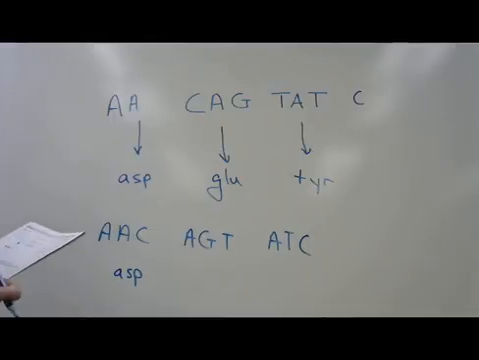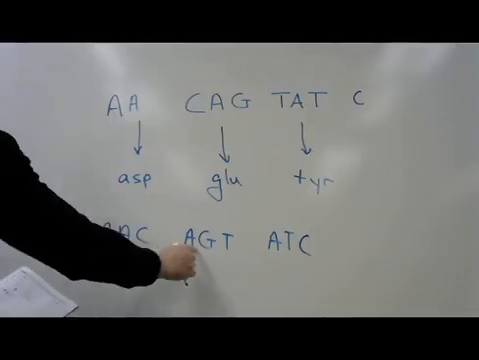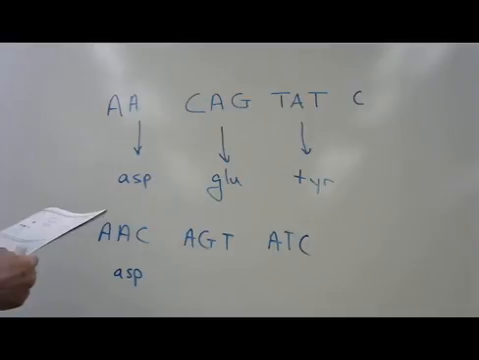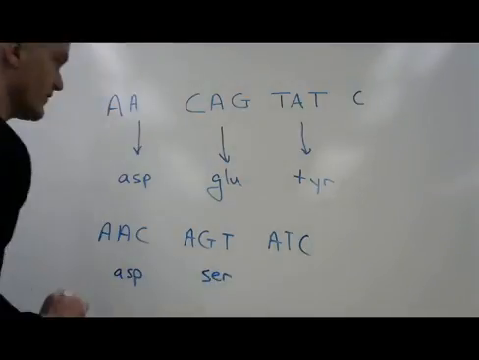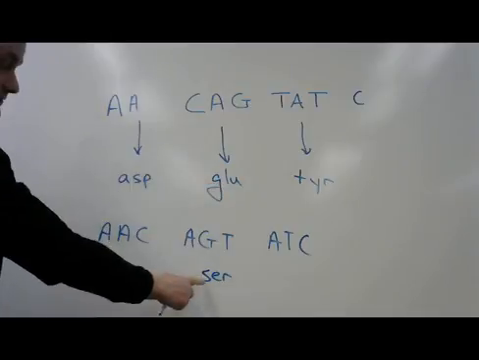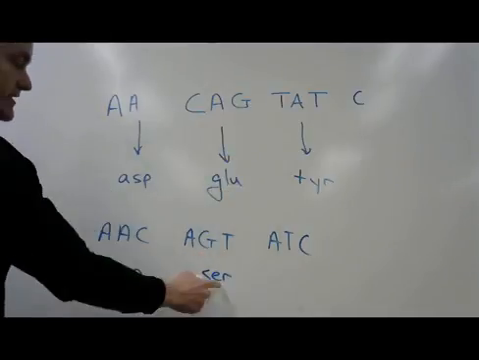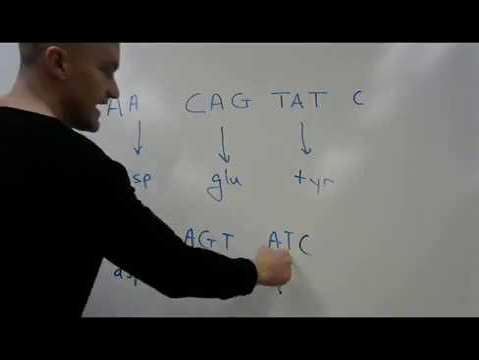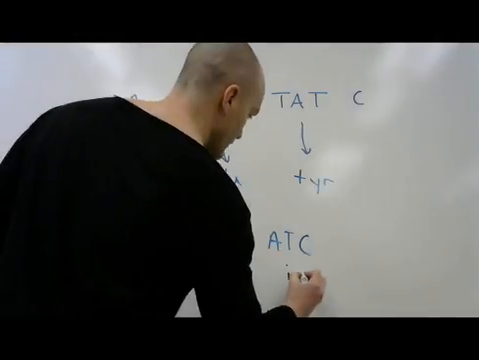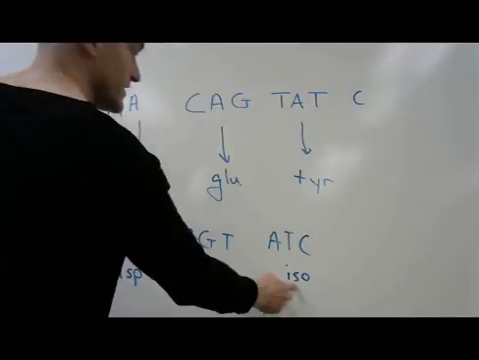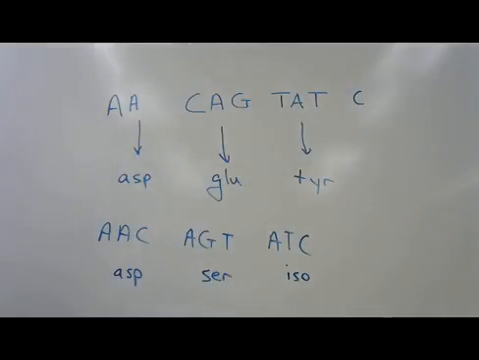Okay. Then for the next one, now we're reading AGT. AGT codes for serine. Okay. Different than what we had initially. Now we have a different amino acid there. And ATC, let me look that one up, that's isoleucine. It's not tyrosine, we get isoleucine.